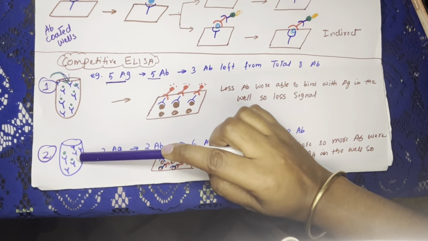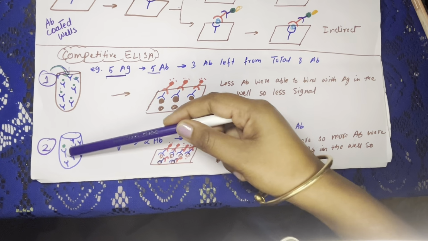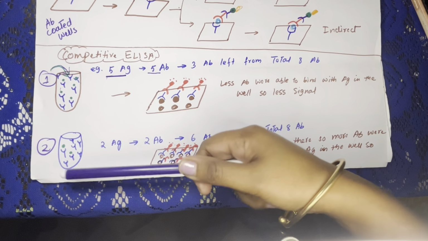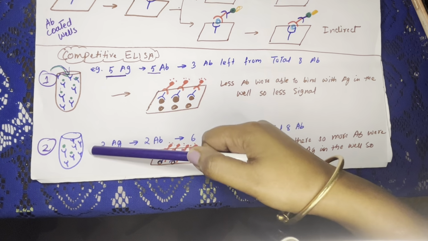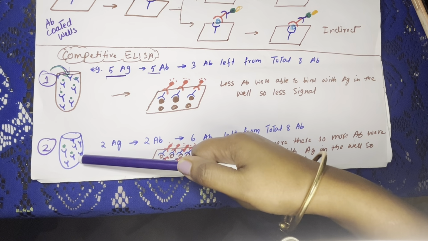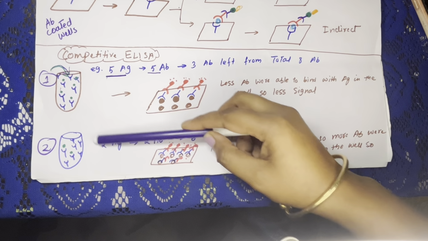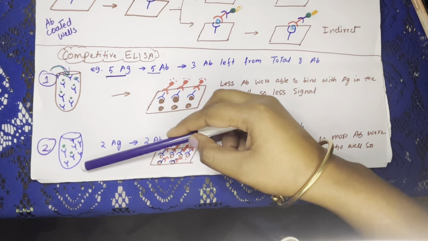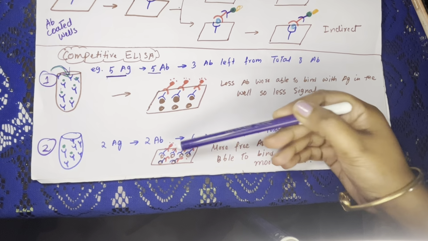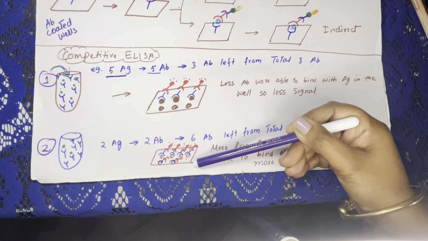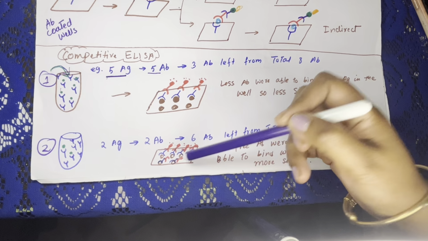Now in this case, infection was less, which means fewer antigens were there in the patient's blood. 2 antigens were there, total 8 antibodies we have, so only 2 antibodies will bind with the antigens, and 8 minus 2 is 6. 6 unbound or free antibodies will be there. Now let's pour all this pre-mixture into the antigen coated wells. Now 6 antibodies will be able to bind with antigens.